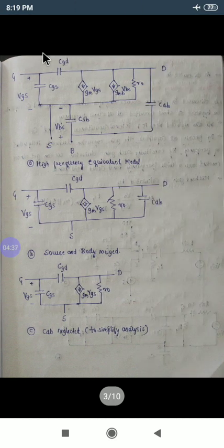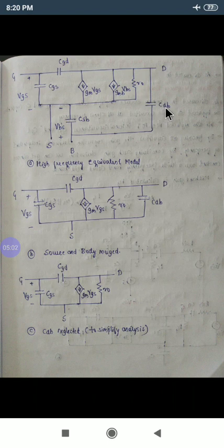So this is the internal diagram, an equivalent circuit diagram of a MOSFET. This is the gate, this is the drain, and this is the source, and this is the base, also called the substrate. So you can observe here, the capacitance connected between gate and drain is CGD. The capacitance connected between gate and source is CGS.